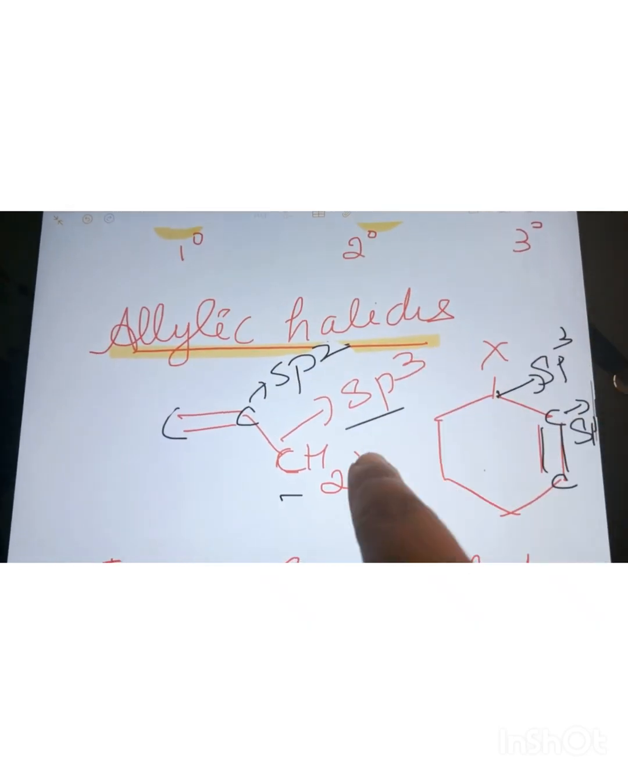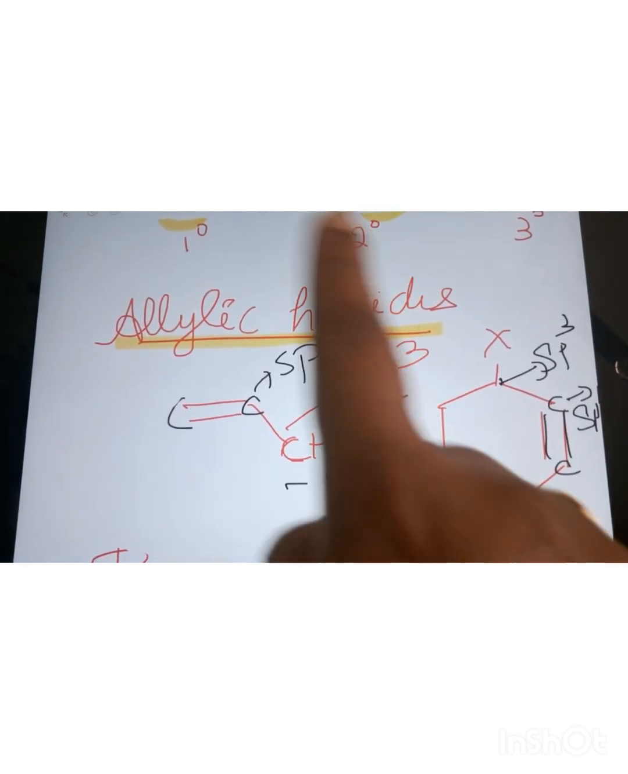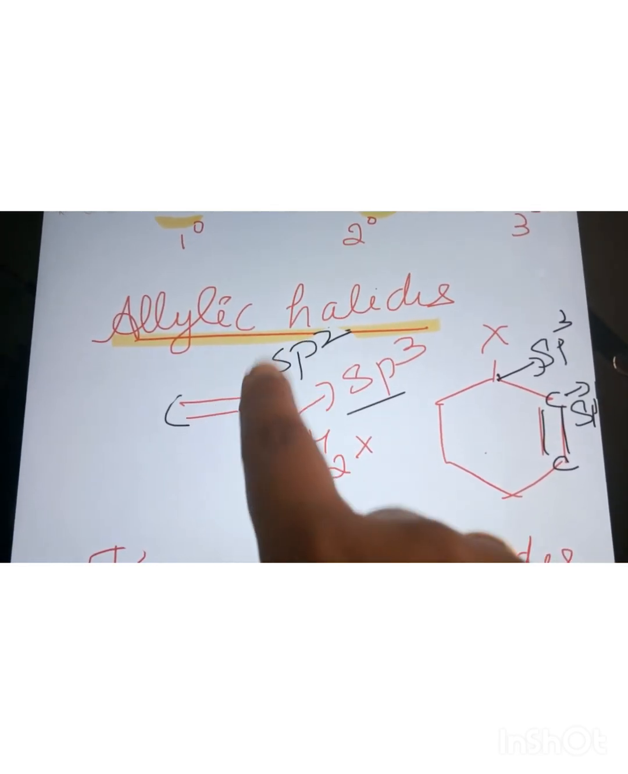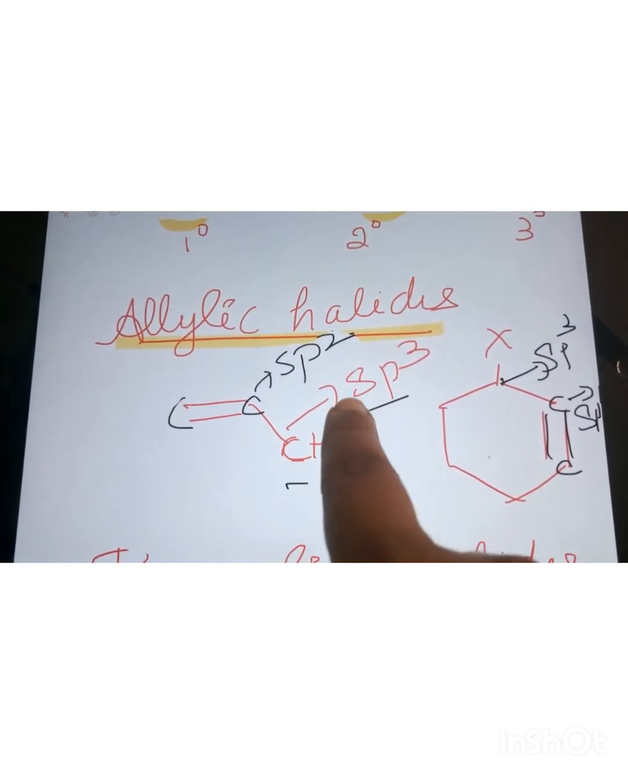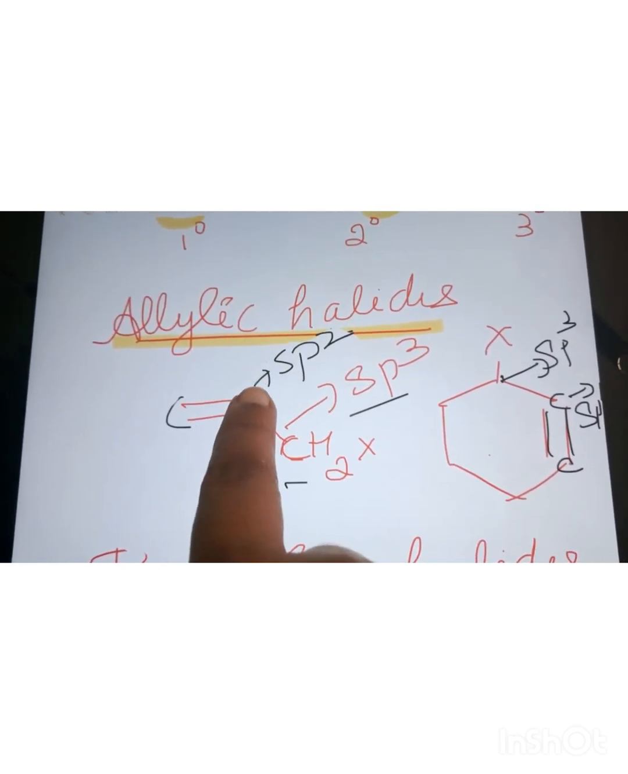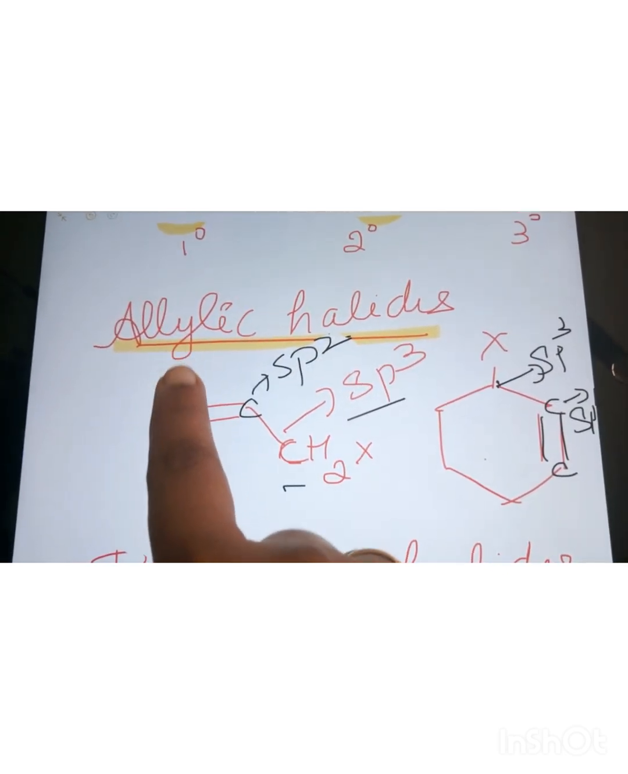Allylic halides are basically the halogen which is attached to a carbon atom, which is an sp3 carbon atom, in turn attached to a carbon-carbon double bond, which is sp2. Okay, so first the halogen will be attached to a carbon atom which is sp3, and the second neighboring carbon atom will be sp2 carbon atom. So then they are known as allylic halides.